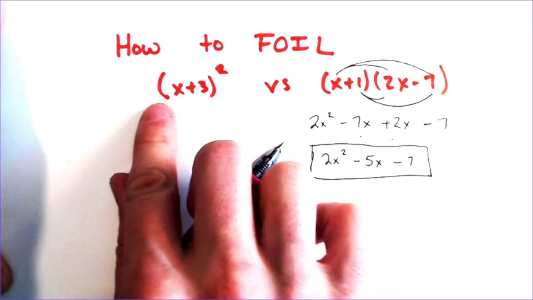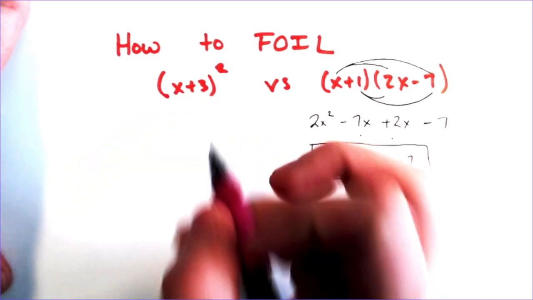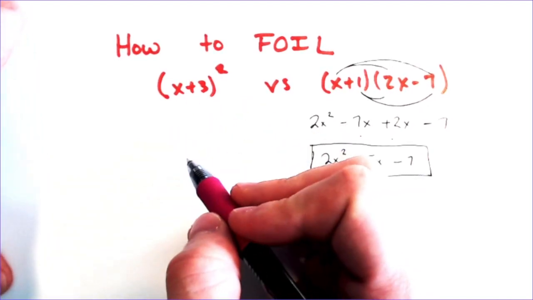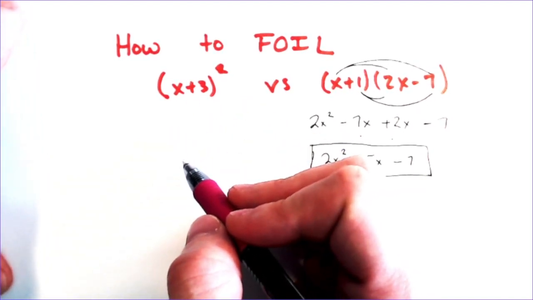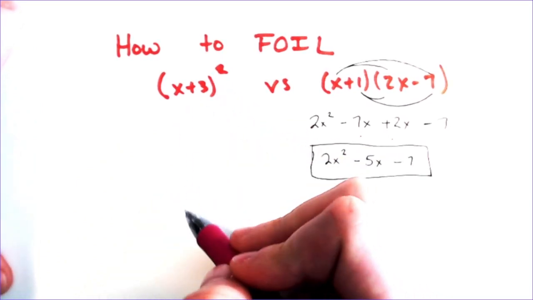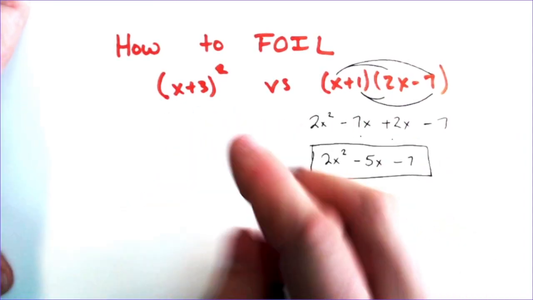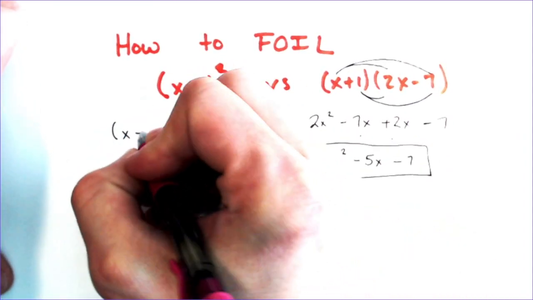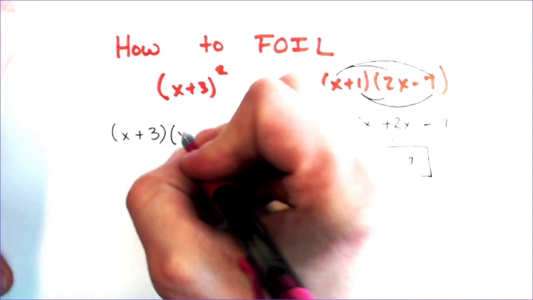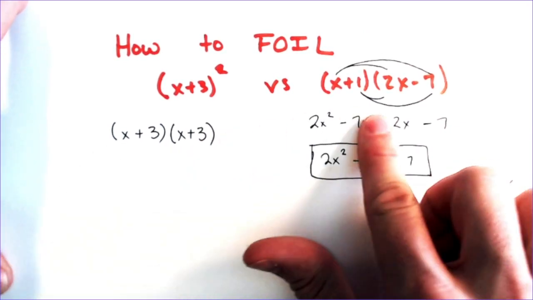Now the other one is actually a little bit easier, but people always make the mistake of just distributing that squared. You cannot distribute the squared. Do not distribute that squared. A wrong answer is x squared plus 9. That is absolutely wrong. What you need to do is, anything squared is multiplied by itself. So you need to write out the x plus 3 times another x plus 3. And then you have a normal FOIL problem.